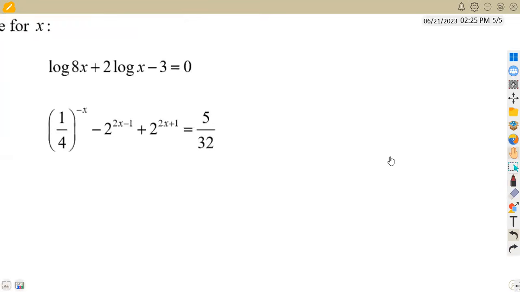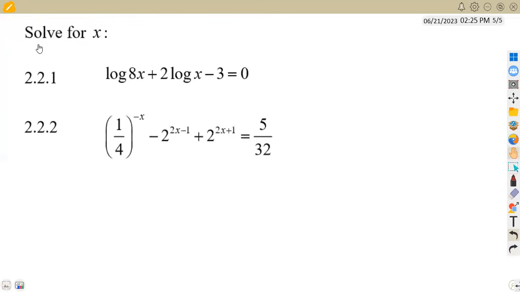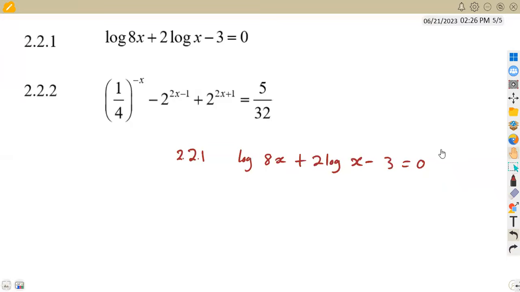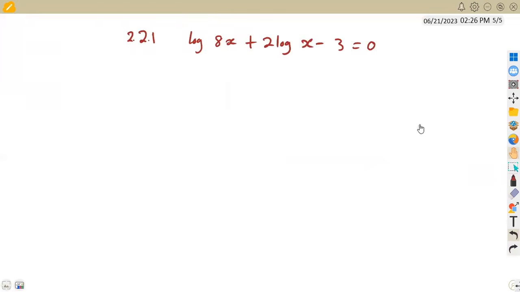All right, so let's check the other part, which is to solve for x. The other part of our question was to solve for x given the logarithm of 8x plus 2 log x minus 3 is equal to 0. All right, what can we do here? Let me just rewrite our log. We're given the logarithm of 8x plus 2 the logarithm of x minus 3 is equal to 0. So actually, we do not know what type of equation we are going to end up with, but all we need is to apply the laws wherever our laws are applicable.